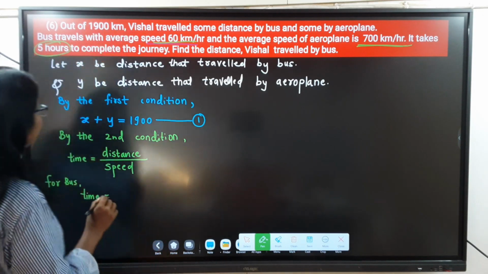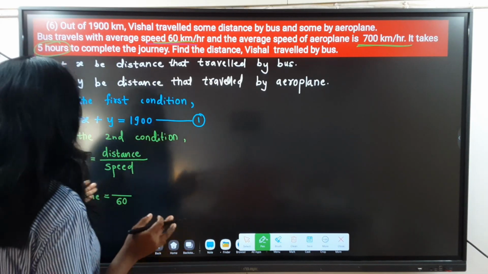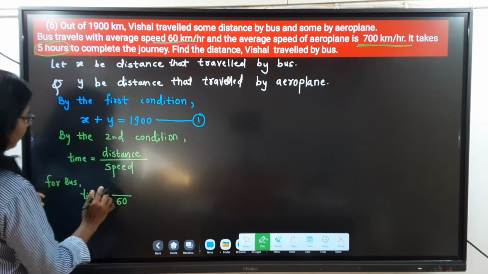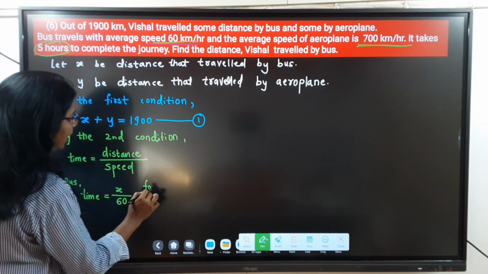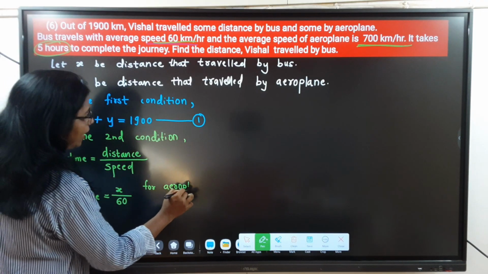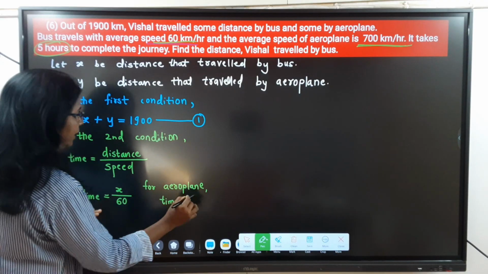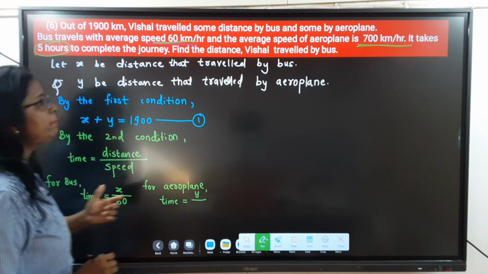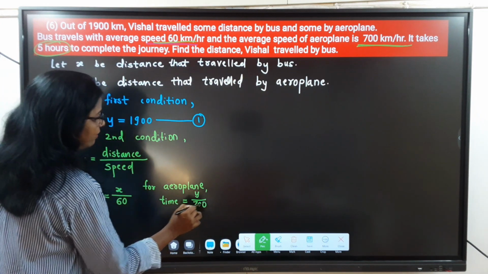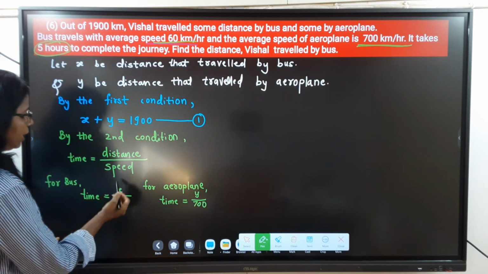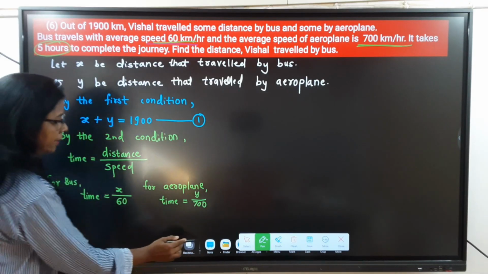The average speed is 60 km per hour, and the distance is x, by the bus. So x upon 60. For the aeroplane, the time required will be: the distance will be y, and the speed is 700 km per hour. So here time for the bus is equal to x upon 60, and time for aeroplane is equal to y upon 700.